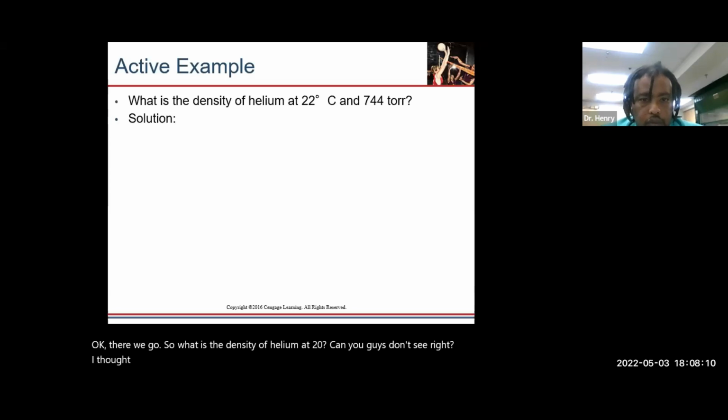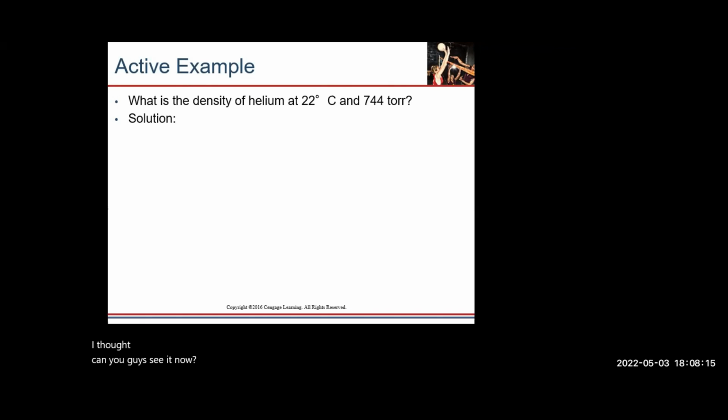So what happens when you have 50 things open at once? Okay, there you go. Can you guys see it now? Yeah.